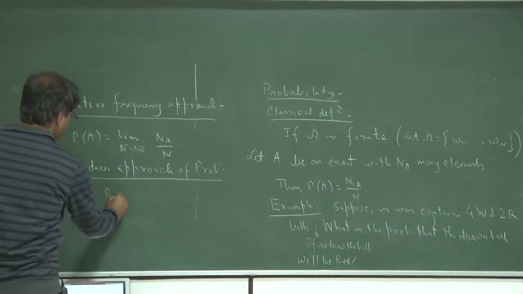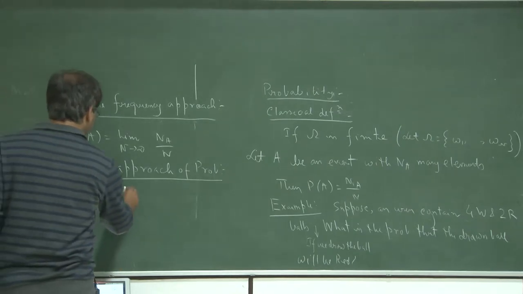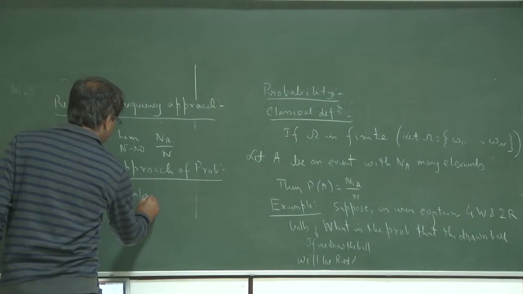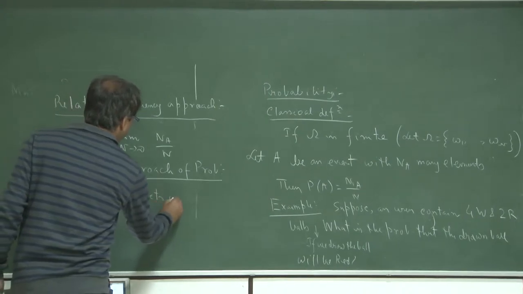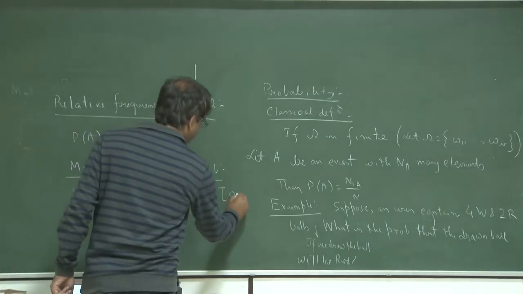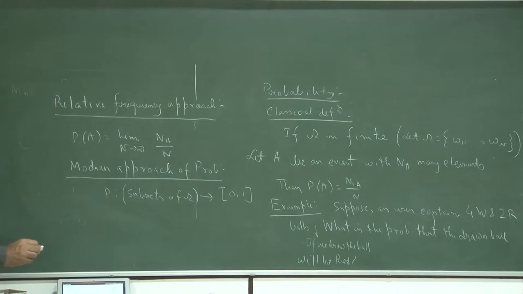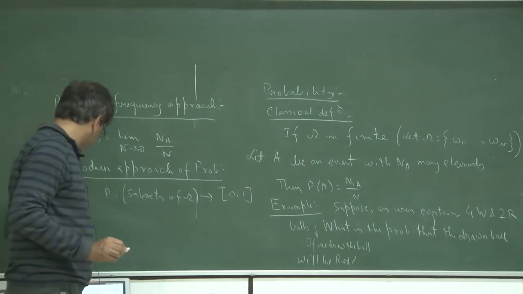Probability is a mapping, so P is a function, this is my probability, that maps to the interval zero to one, and P satisfies the following conditions.